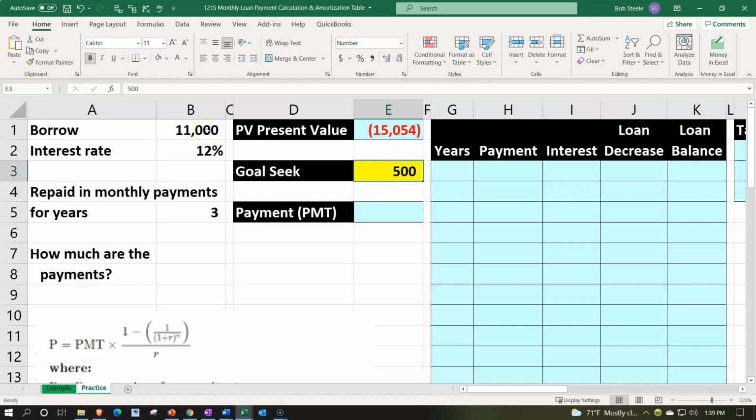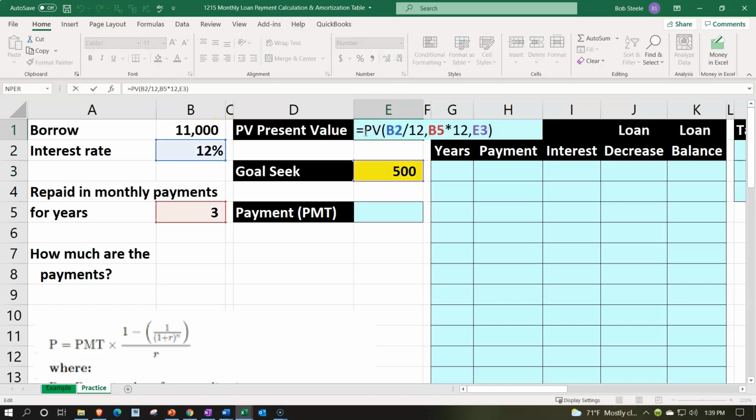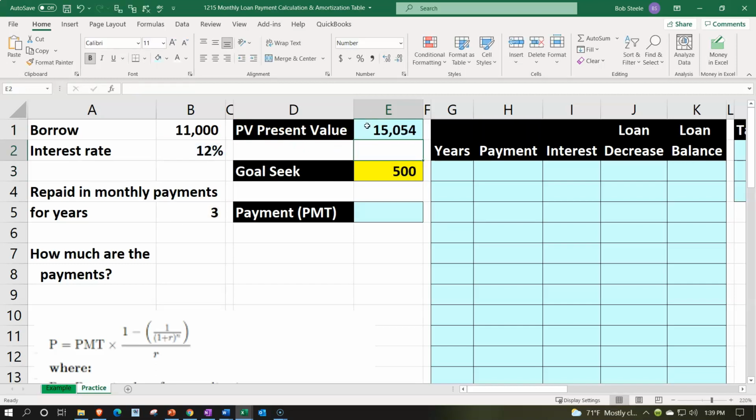I would like it to be a positive number, however. So what I'm going to do is double click on this 11,000. I'm going to put a negative in front of the P, which will basically take the entire thing, multiply it times -1, flipping the sign to that 15,054 positive. Then I can adjust this number down here to like 400 and so on until I get it to what it should be at, which is that 11,000.